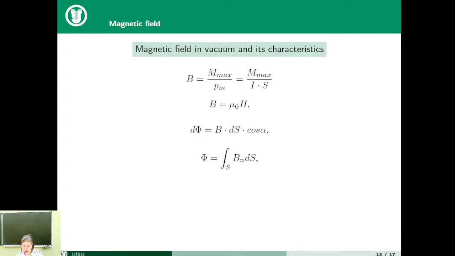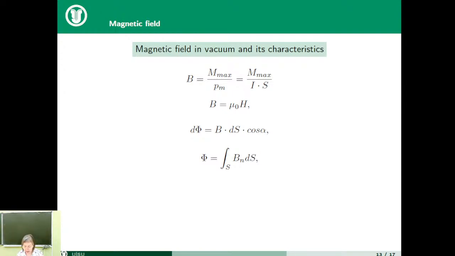Magnetic field is characterized by a vector of magnetic field density, magnetic induction, B. Magnetic induction at some field point is equal to the ratio of maximum torque acting on the test frame with current at the given point to the frame magnetic moment. And look at this first expression.